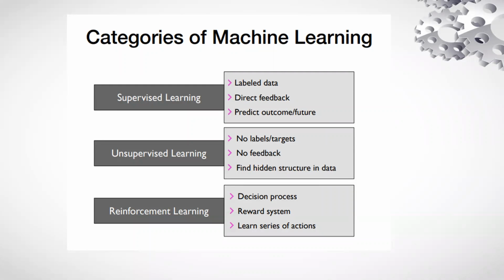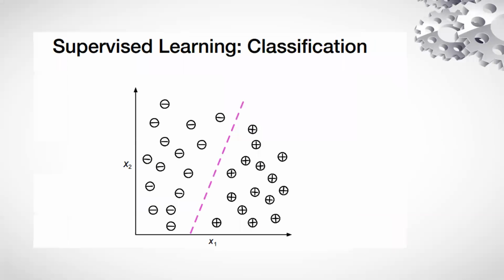We are discussing the categories of machine learning: supervised, unsupervised, and reinforcement. In supervised learning, we have a labeled data set and direct feedback, and there is a prediction outcome feature. Unsupervised has no label or target value and no feedback; it finds hidden structure in data, and that is done by finding similarity within the data set. Reinforcement uses a reward system and learns a series of actions. I hope you get the idea on this.